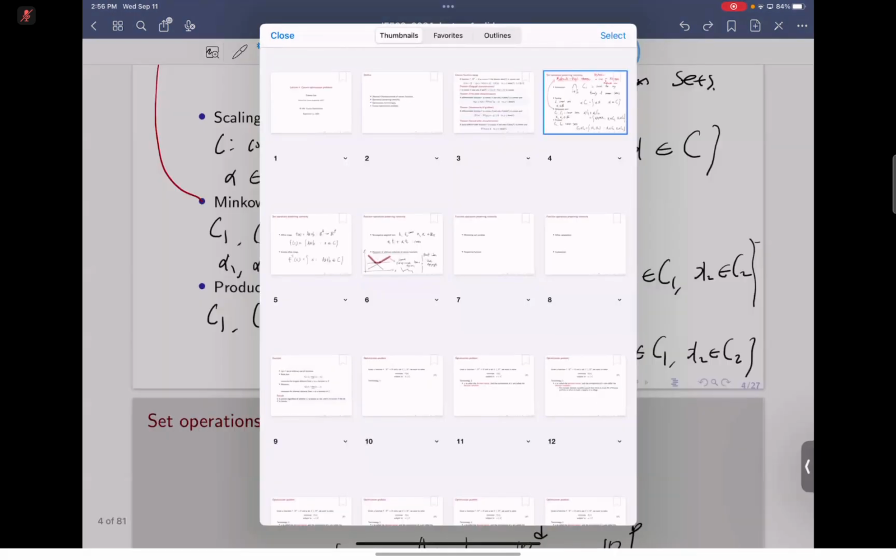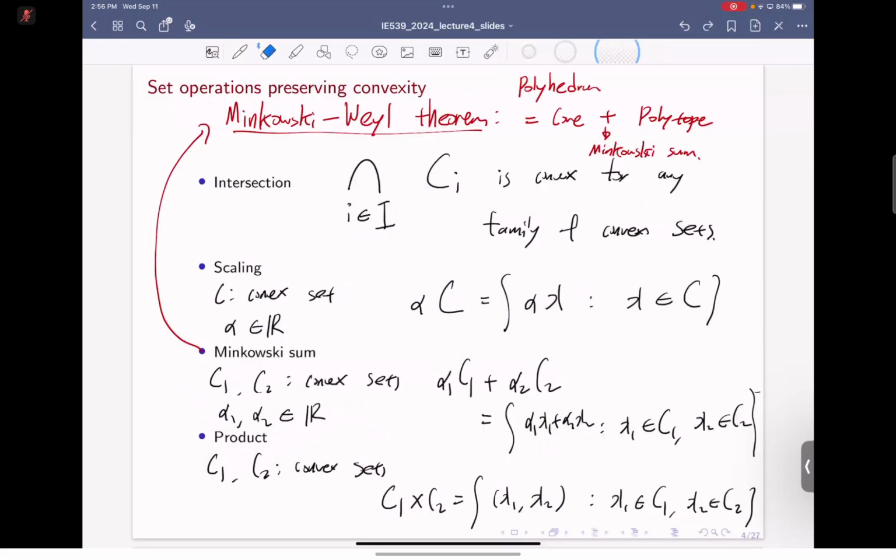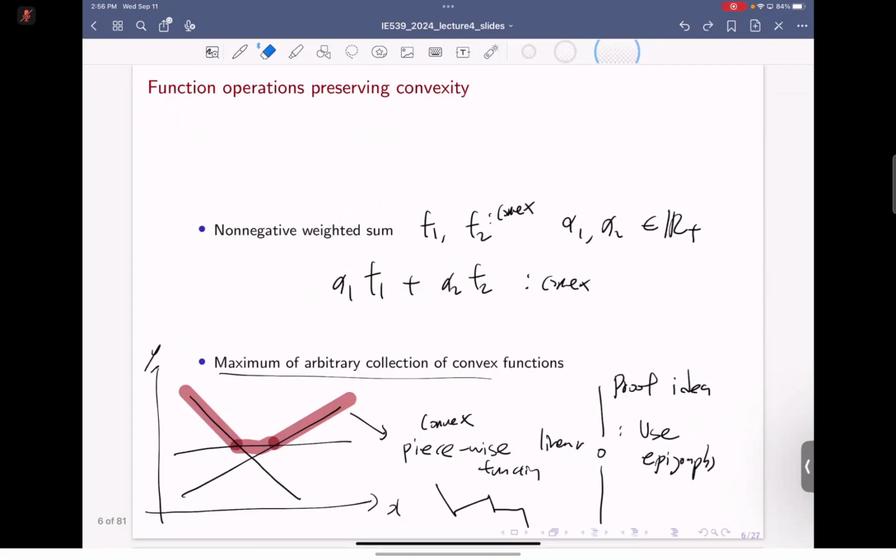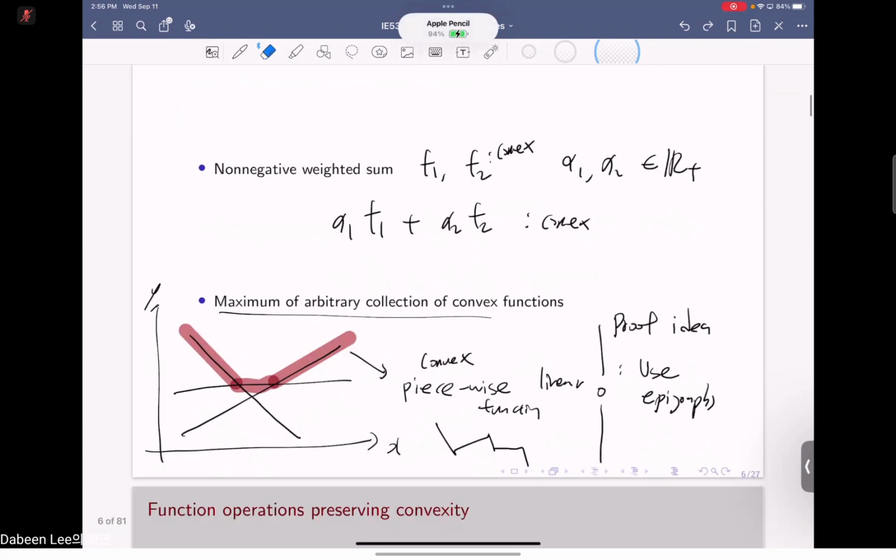We learned that any arbitrary intersection of convex sets gives you a convex set. So what you need to prove is that the epigraph of this maximum is the intersection of epigraphs of the individual functions. Then you can argue this.